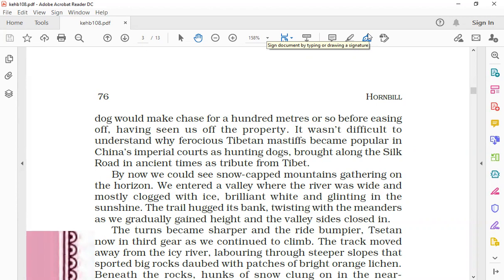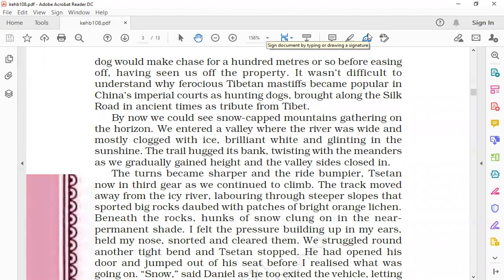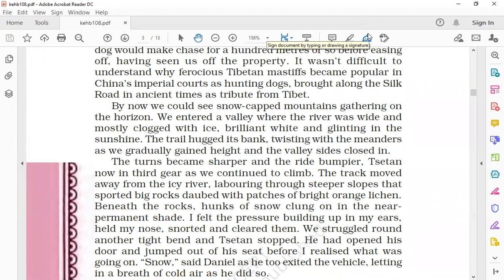The track was moving along the river bank. So as they gained height, the valley was closing in towards them. The path became more narrower. तो जैसे जैसे वैली की ओर वो बढ़ने लगे, उनका जो रास्ता था वो और संकरा होता गया, नैरो होता चला गया. The turn became sharper and the ride bumpier.